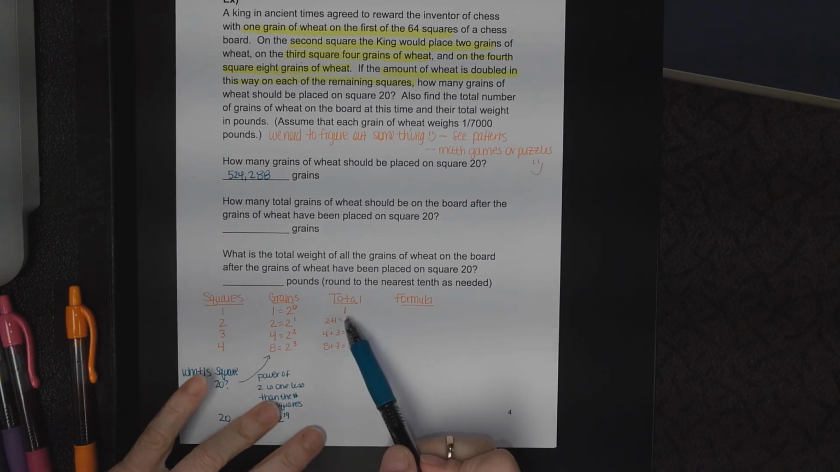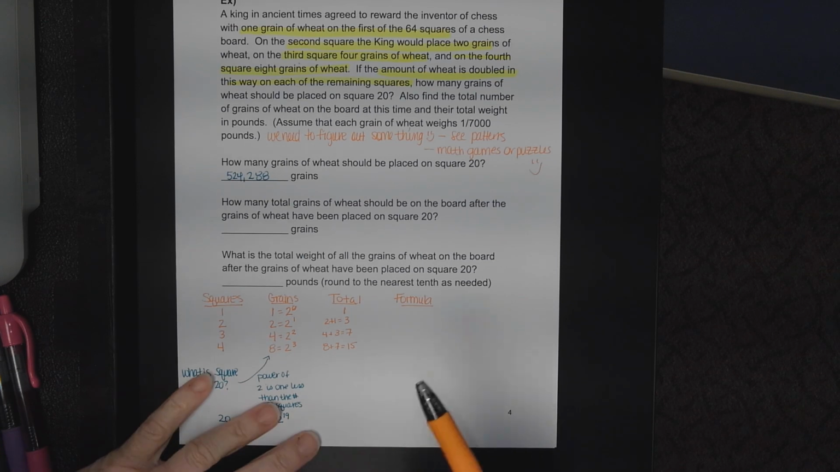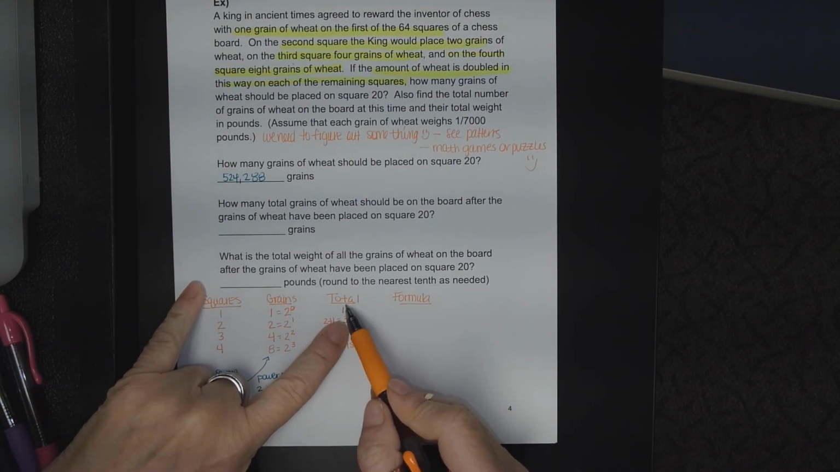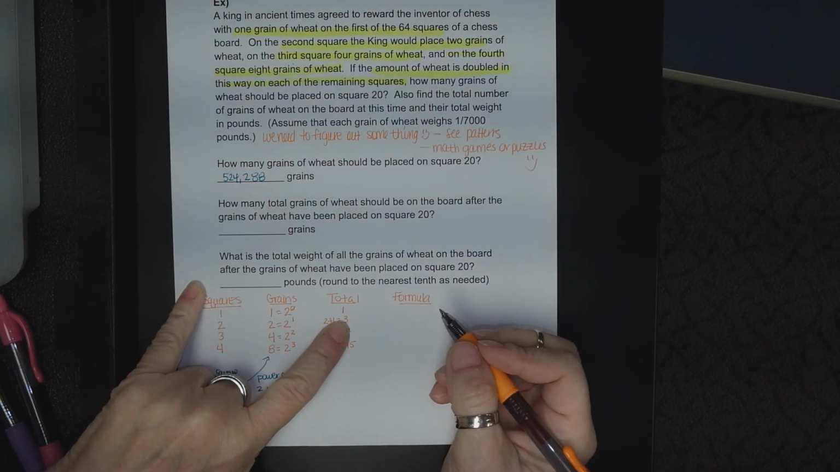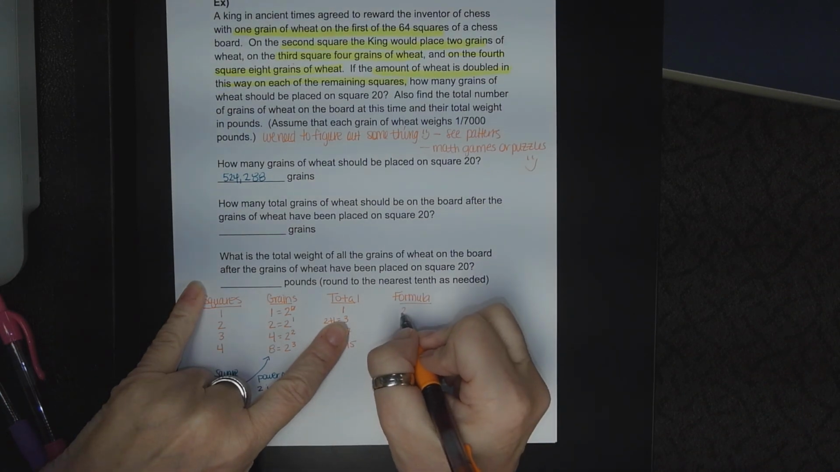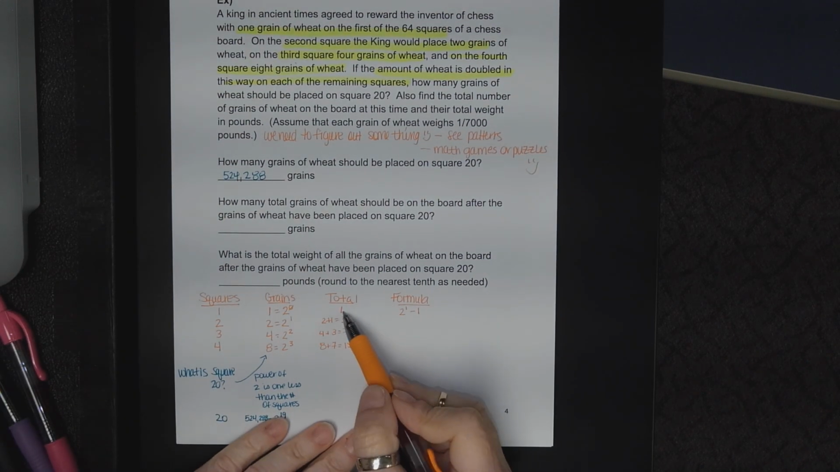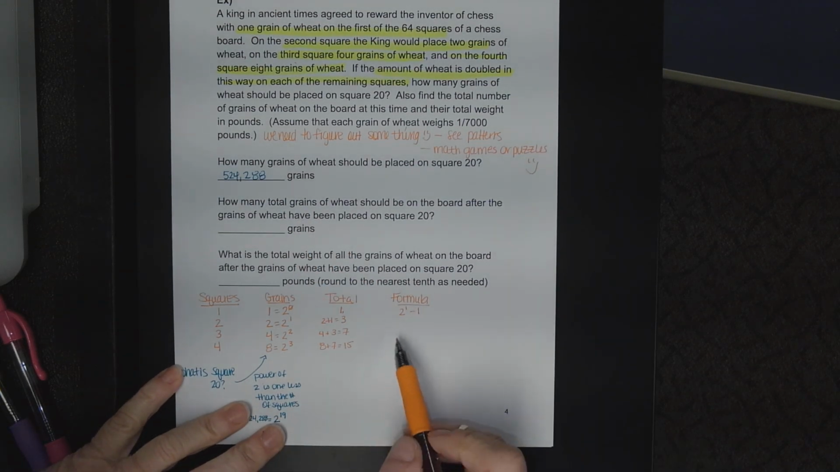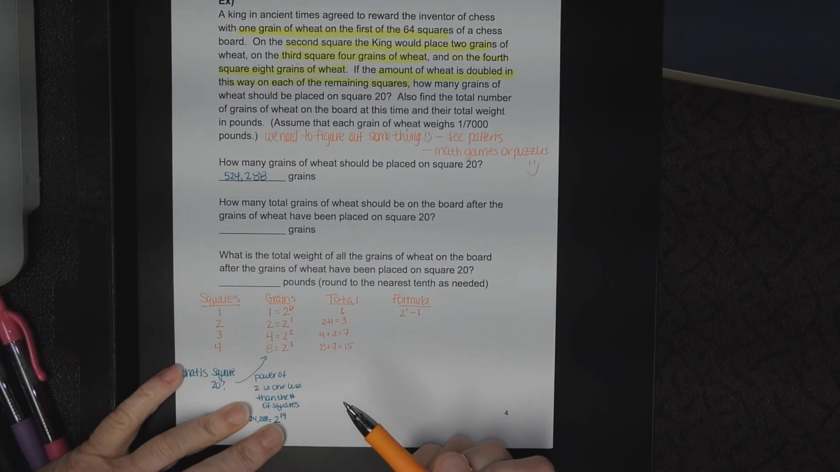So to figure out the total, our formula for the total is based on 2's. If we raise 2 to the 1, minus 1, that would give us 1. We're trying to find the total grains, so that's what we need to know. 2 to the 1 is 2, and if we subtracted 1, that would give us 1.